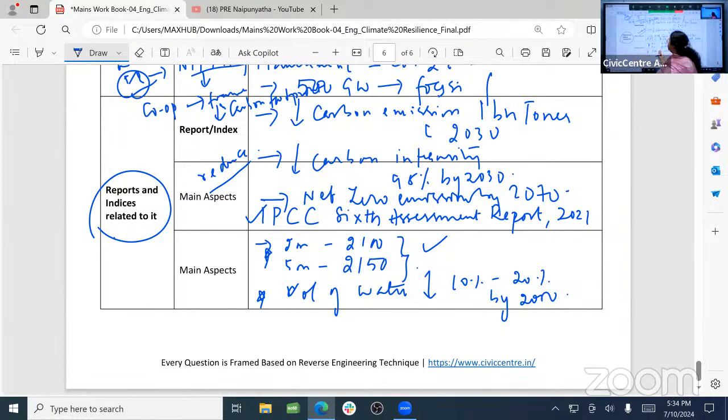Now, if you have any doubts regarding this question or the structure of the question, you might ask. So hope you understood how to structure your answer and answer according to the demand of the question and the keywords of the question. Thank you.